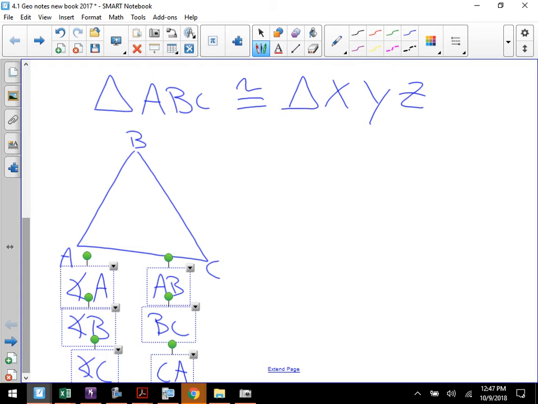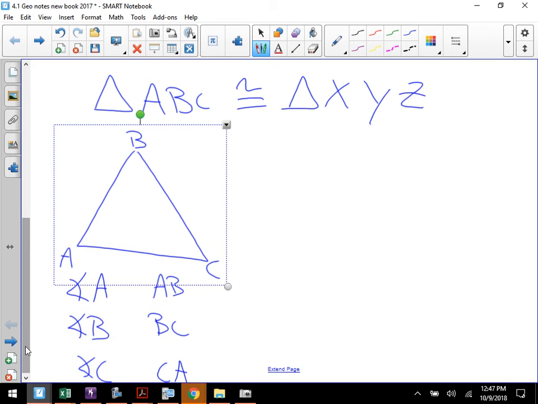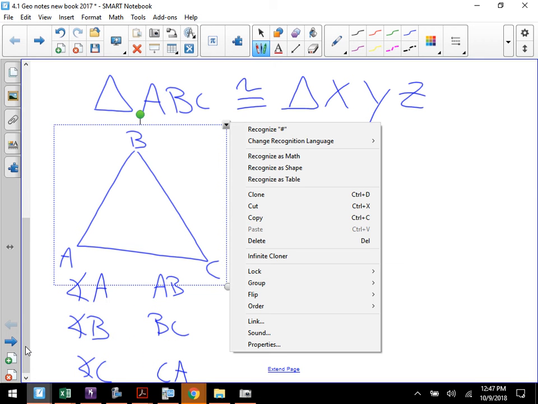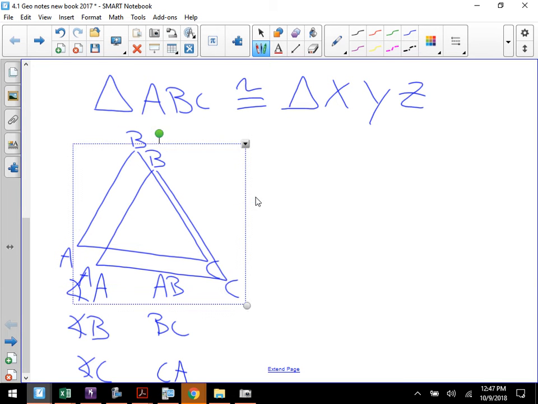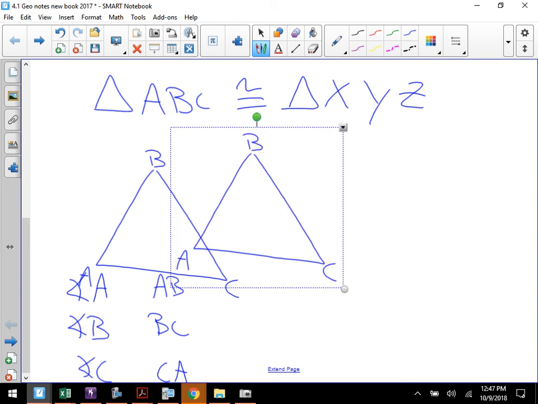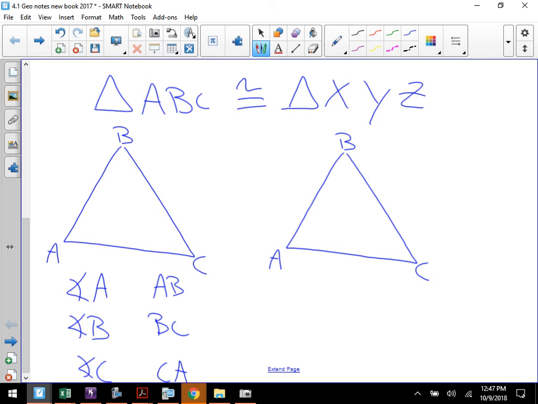What does that say? Okay. That says that triangle ABC is congruent to triangle XYZ. Now, in order for things to be congruent, they have to have equal measure, right? They have to have correspondence. They have to match.